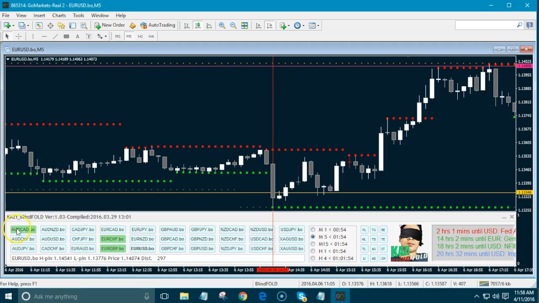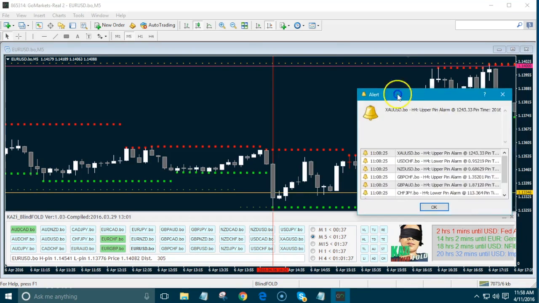But basically, this is green when it's anywhere between 80 to 200 points from getting close to a 4-hour pin. It turns yellow when it gets even closer, and it turns red when it gets within 15 points of actually touching one of those pins. And then when it actually touches, you will get an alert here.